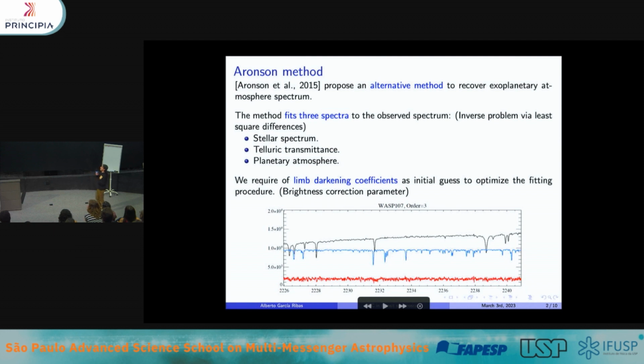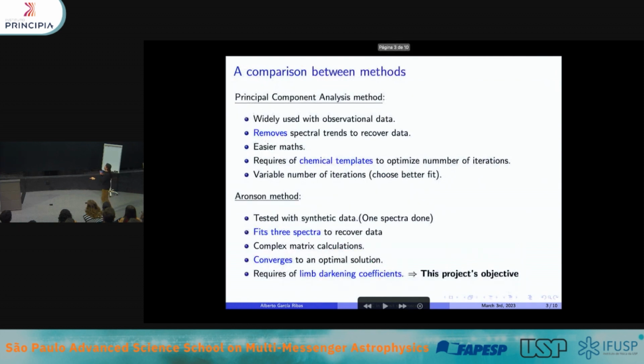In my project, we were working with Aronson's method as an alternative to principal component analysis. The method is capable of computing the 3 different contributions separately. Here you can see the spectrum of the star and the telluric transmittance of our atmosphere. And this little thing here is the planetary atmosphere contribution on the spectra, enhanced by 50,000. So it's quite ridiculous to distinguish.